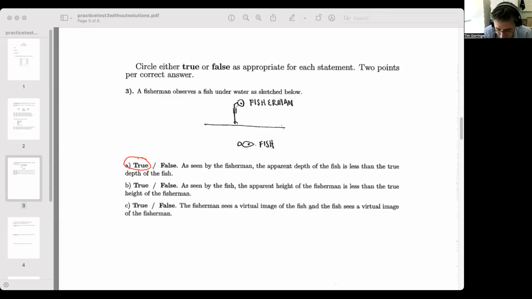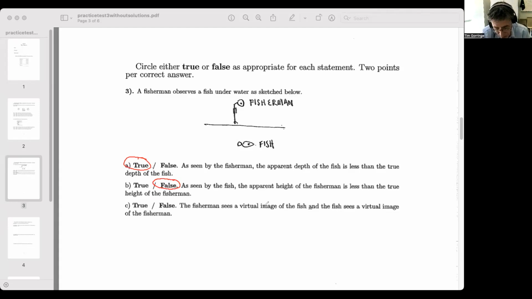Next part of this question. As seen by the fish, the apparent height of the fisherman is less than the true height of the fisherman. This one's false. The fisherman's head seems further away than the true fisherman's head is. That's because of the refraction of light going from lower to higher refractive index. The fisherman's arms seem further away than the true fisherman's arms are. So the fisherman will seem further away, not closer, and so this one is false. The fisherman's height actually seems greater, not less, than the height of the fisherman.